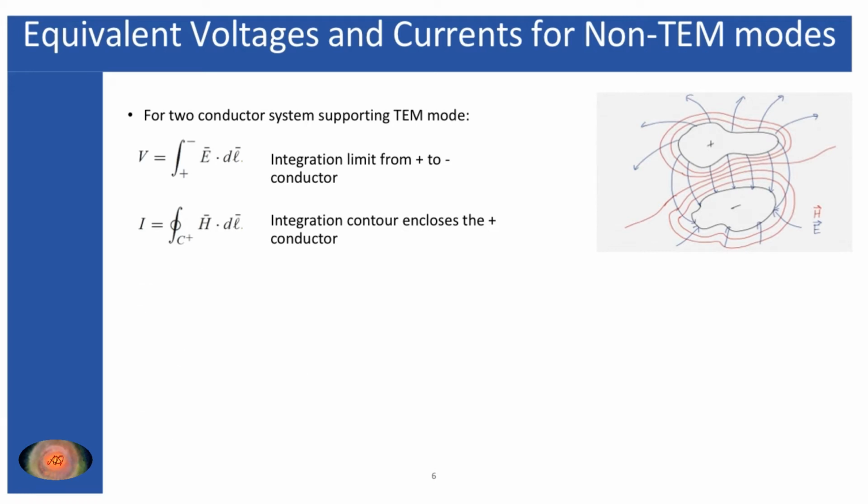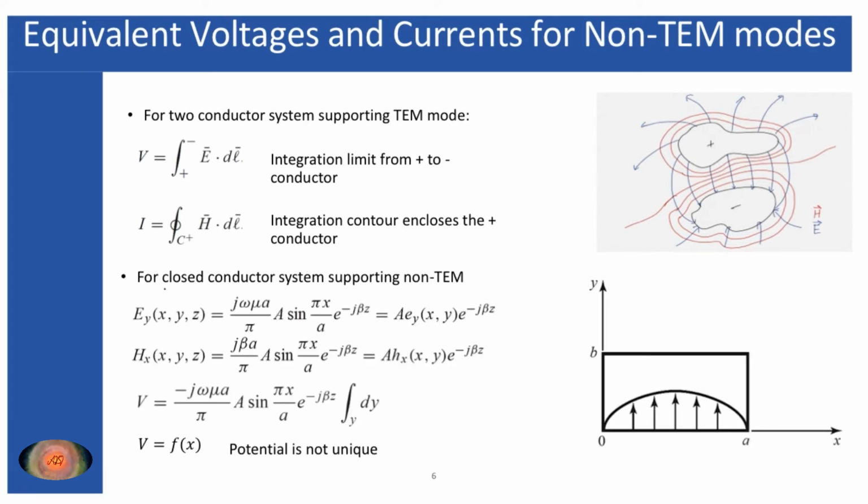On the other hand, for a conductor system supporting the non-TEM type mode, such as the rectangular waveguide that I have already discussed, the electric field and the magnetic field can be expressed as I have represented over here. So such kind of expression you can model in this way. That means other than the propagation constant, the entire remaining part you can consider as a function, and that function depends both on x and y, and that is for both the electric field and the magnetic field.